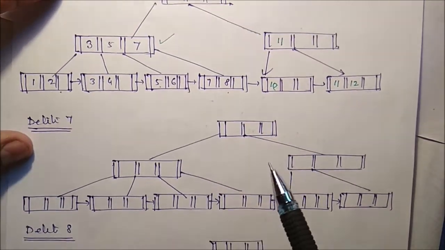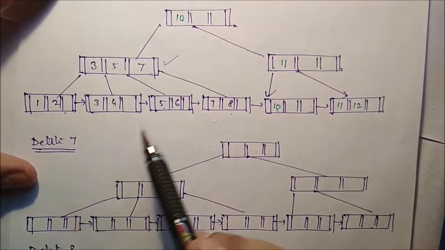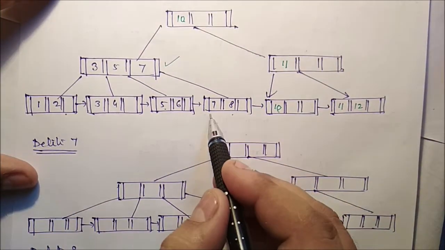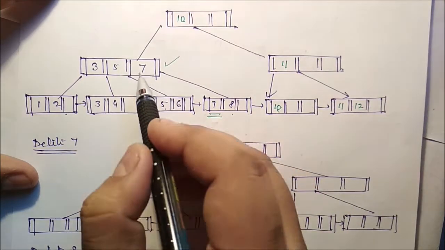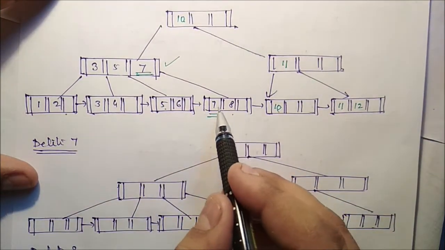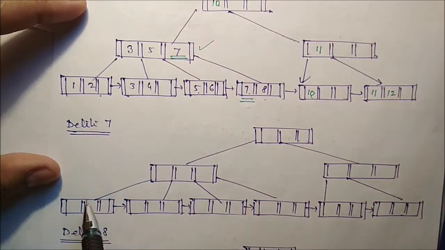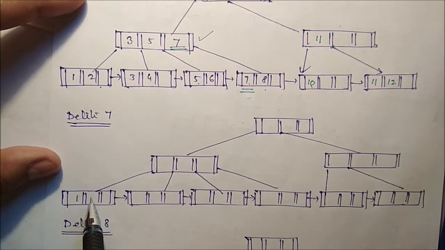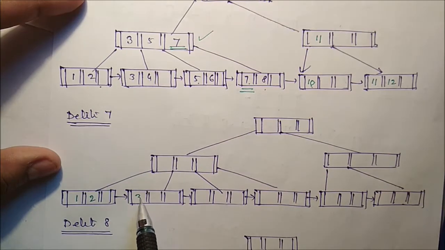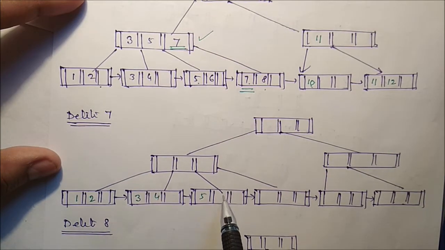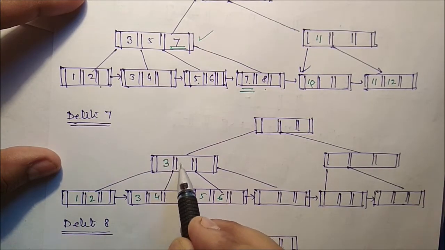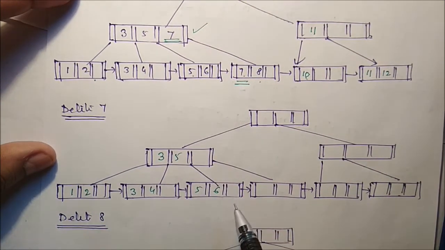Next, we want to delete, say, 7. That means we have to delete this 7 from here and from here. So we have to shift here, right? So first of all we copy the things. It is 1 and 2. No problem. It is 3 and 4. No problem. 5 and 6, there is no problem. So 3 and 5, and keep blank here.